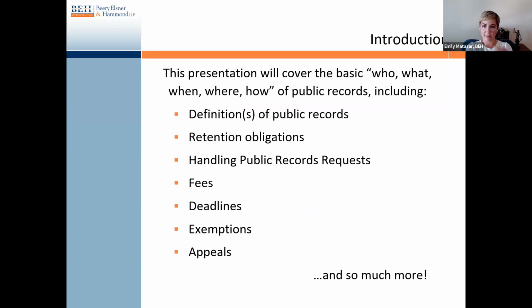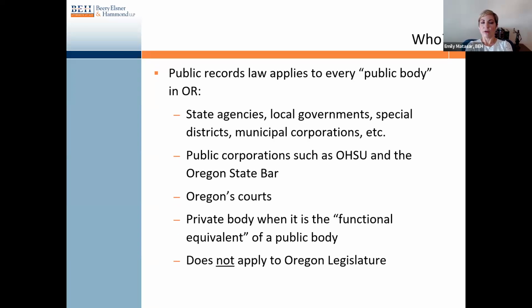This presentation will cover the basic who, what, when, where, and how of public records, including the definition of public records, retention obligations, handling public record requests, fees, deadlines, exemptions, and appeals, and so much more. First, the Public Records Law, which is also called the Open Records Law. Some people refer to it as FOIA, which is actually the Federal Freedom of Information Act and only applies to federal agencies, but people still say FOIA requests and also sometimes refer to it as the Sunshine Law.